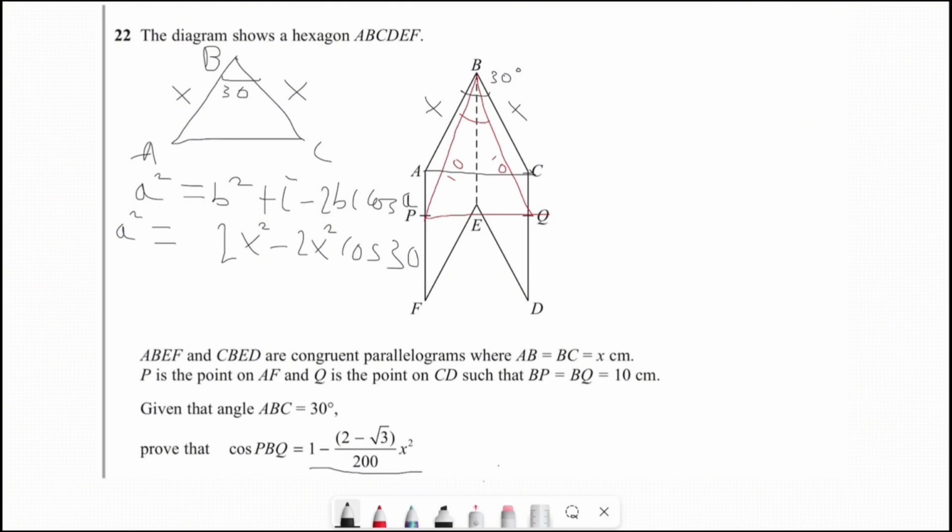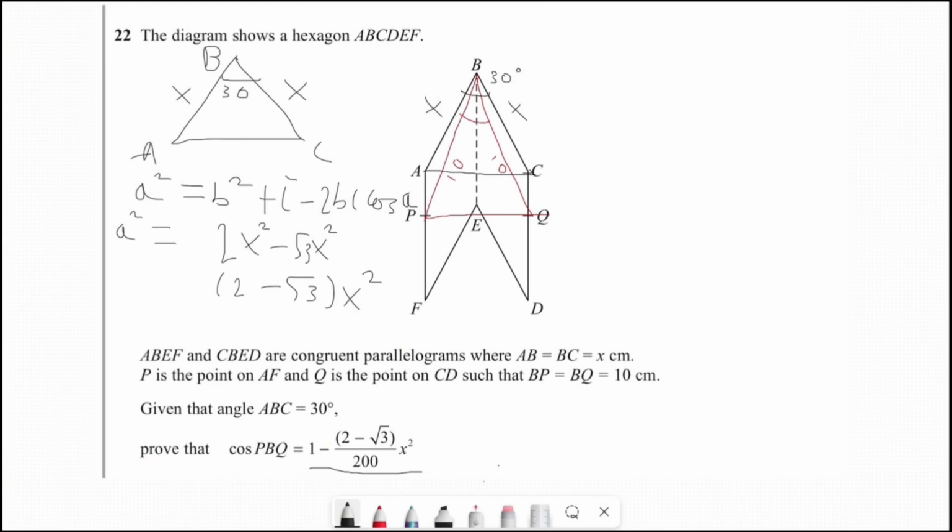And you should hopefully know that cos 30 is equal to root 3 over 2. And then we can still simplify this a bit further. The 2 here and the 2 here just cancel out. So we will get x squared root 3, or a better way of writing it is root 3 x squared. And then we can put these in brackets, so we can say 2 minus root 3 x squared.